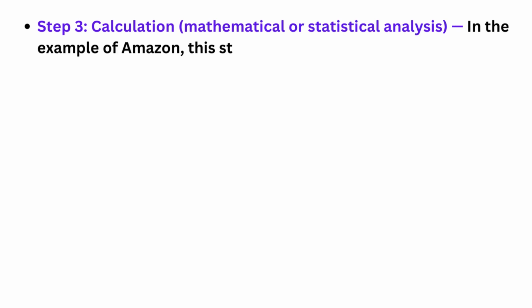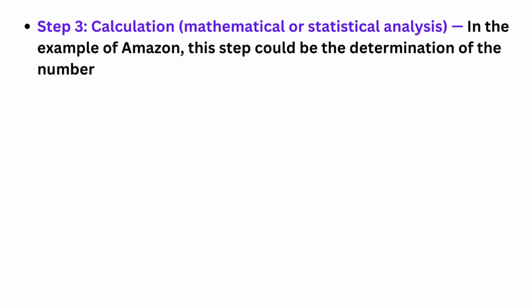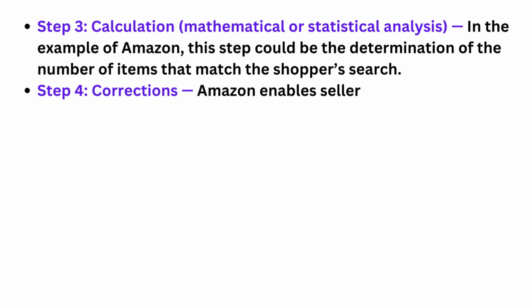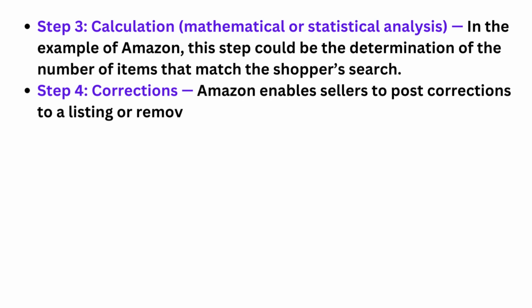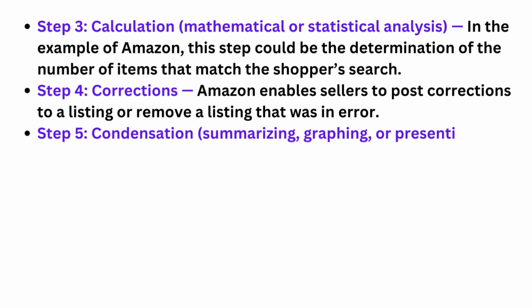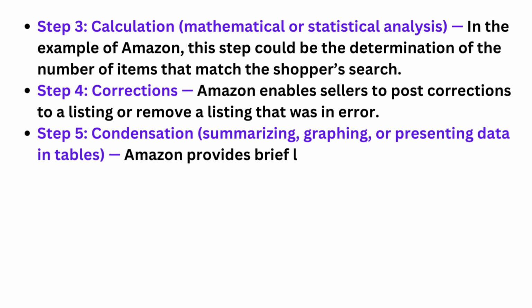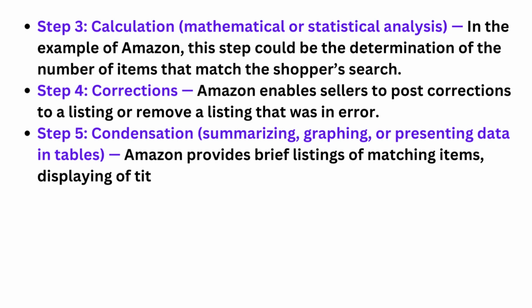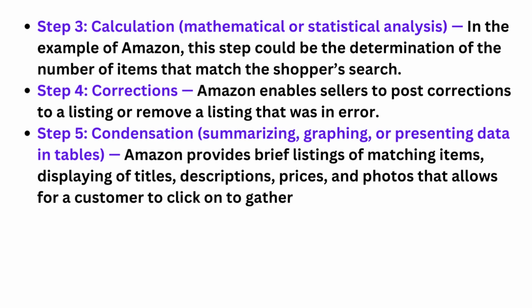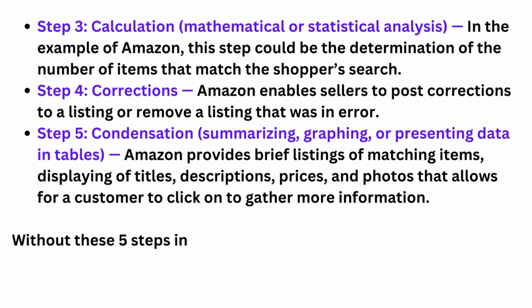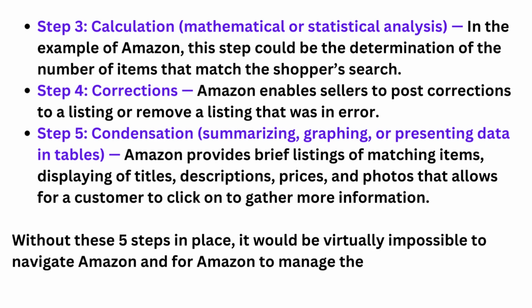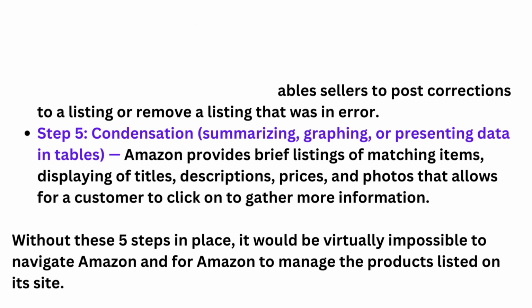In the example of Amazon, this step could be the determination of the number of items that matched the shopper's search. Step 4. Corrections. Amazon enables sellers to post corrections to a listing or remove a listing that was in error. Step 5. Condensation, summarizing, graphing, or presenting data in tables. Amazon provides brief listings of matching items, displaying titles, descriptions, prices, and photos that allow a customer to click on to gather more information. Without these 5 steps in place, it would be virtually impossible to navigate Amazon and for Amazon to manage the products listed on its site.